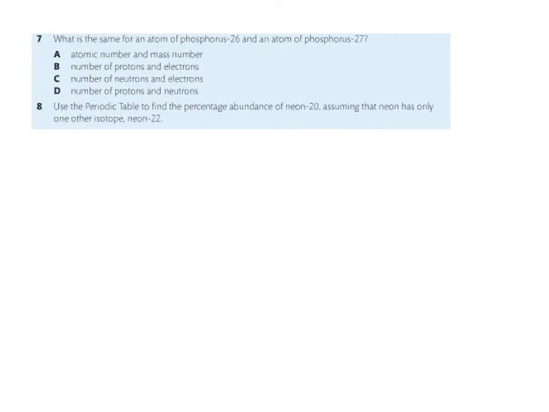Number 7, what is the same for an atom of phosphorus-26 and an atom of phosphorus-27? So the only thing that's changed here is the mass, which means the number of neutrons has changed. So the atomic number should be the same. The number of protons and electrons should be the same. But the mass number and neutrons will be different. So B would be my correct choice.